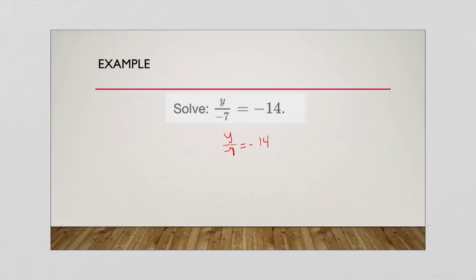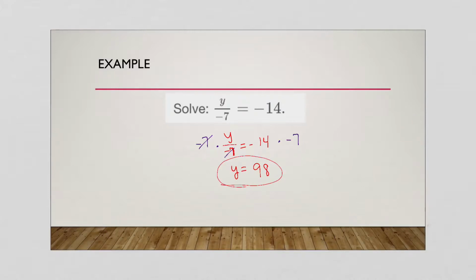So how do you undo divided by? Well, we're going to multiply both sides by that number because those guys will cancel each other out. And what I do to one side, I've got to do the exact same thing to the other side. So I'm left with y is equal to negative 14 times negative 7. Negative times a negative is a positive. 7 times 4 is 28. Carry the 2, and I've got positive 98.